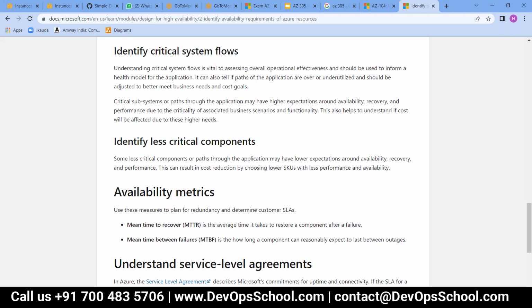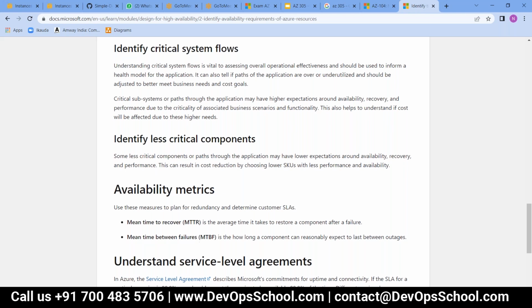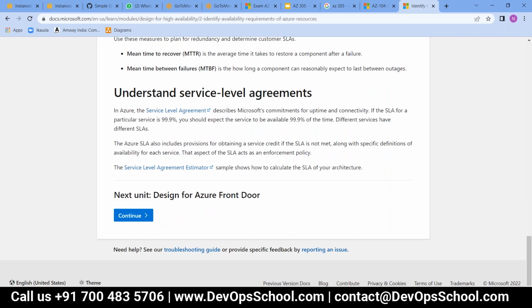What is the time gap after the failure occurred before the next failure can occur? Based on that, they keep these metrics in place so that you can say whether the SLA is broken or not. So for that, you have these metrics in place. And then SLA, service level agreement.